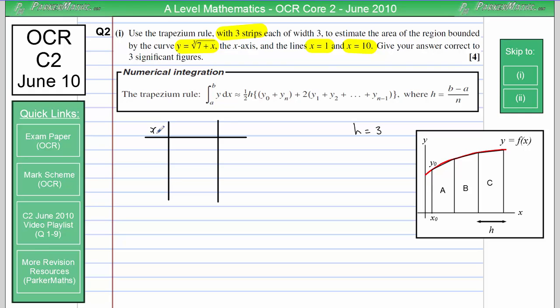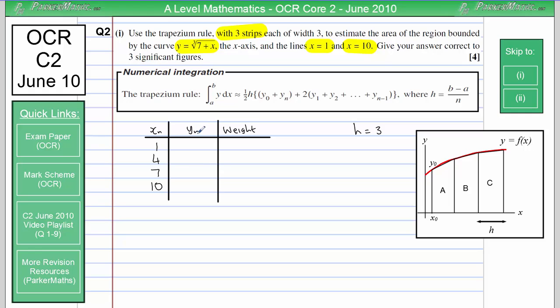So my values for x are going to go in this column, my values for y in this column, and I'm going to call this column the weight. So I'm going to start at 1, and I'm going to go up in strips of 3 until I get to 10. So I'm going to go 1, 4, 7, 10. So notice here I need 4 what are called ordinates in order to get 3 strips. I always need 1 extra.